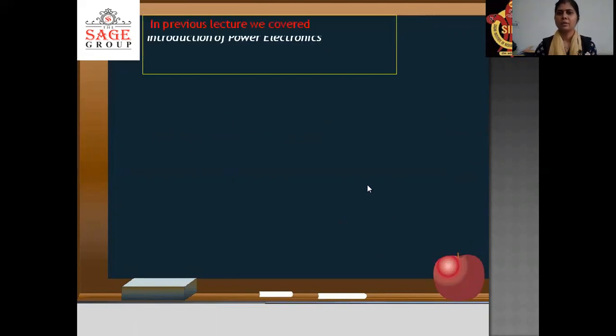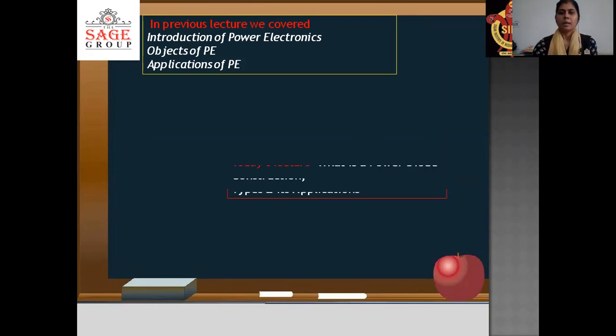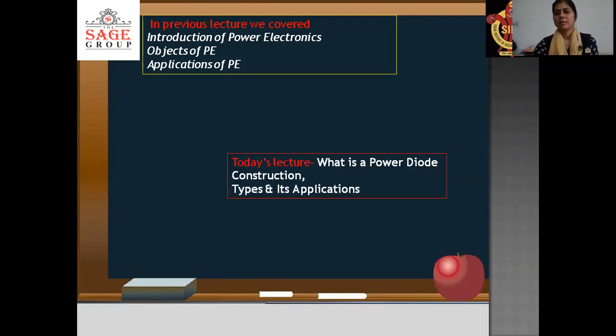In the previous lecture, we already discussed the introduction of power electronics, its objectives, and its applications. Introduction of power electronics means the definition of power electronics. It is a combination of three words: power, electronics, and control system. It means power electronics is the combination of power, semiconductor electronic devices, as well as their controlling system. But in today's lecture, we will cover the topic of power diodes, their construction, types, and applications.